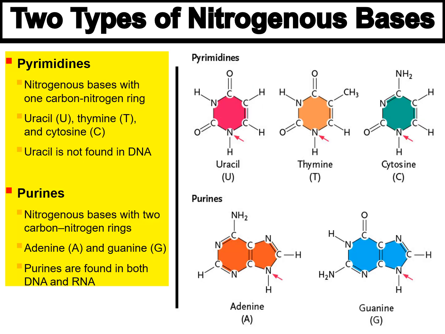There are 2 types of nitrogenous bases, pyrimidines and purines. Pyrimidines are one of 2 families of nitrogenous bases, found in nucleotides. Pyrimidines consist of uracil, thymine, and cytosine. Purines are one of 2 families of nitrogenous bases, found in nucleotides. Purines consist of adenine and guanine.